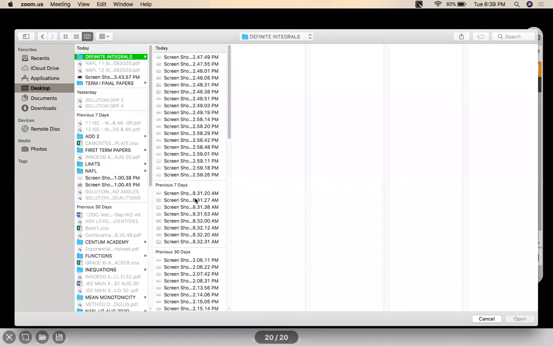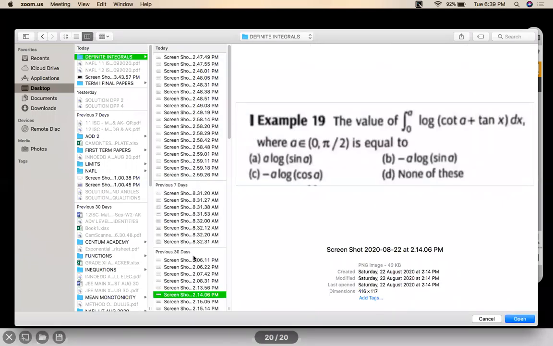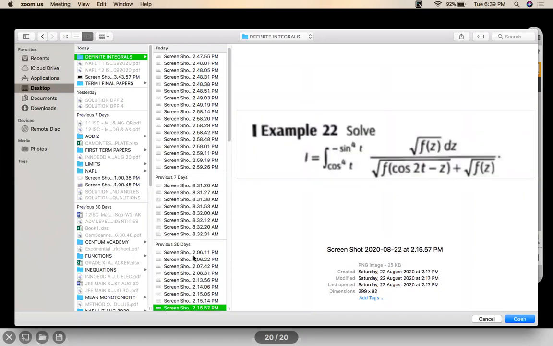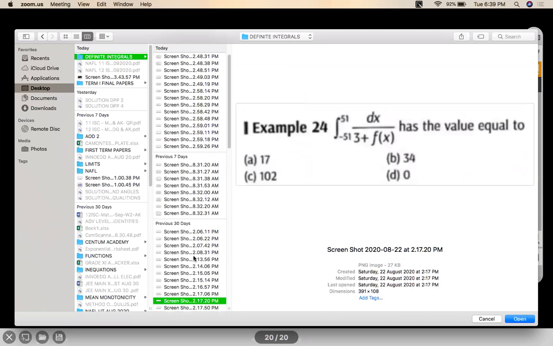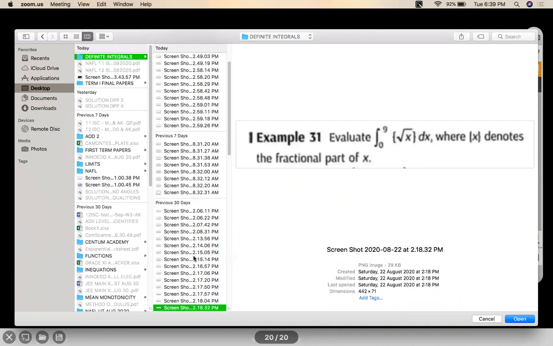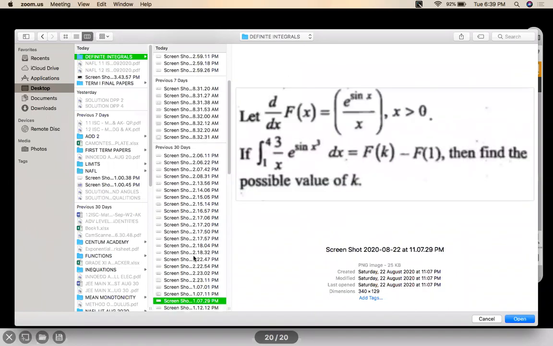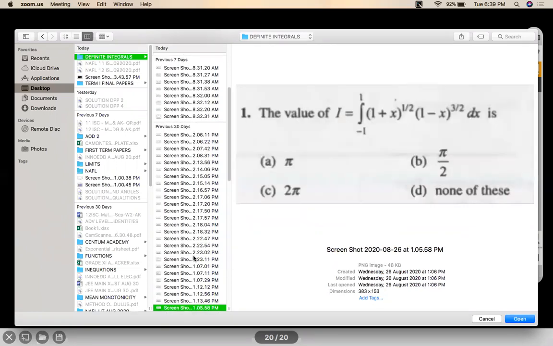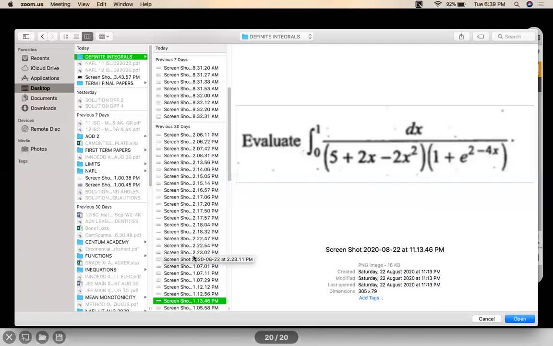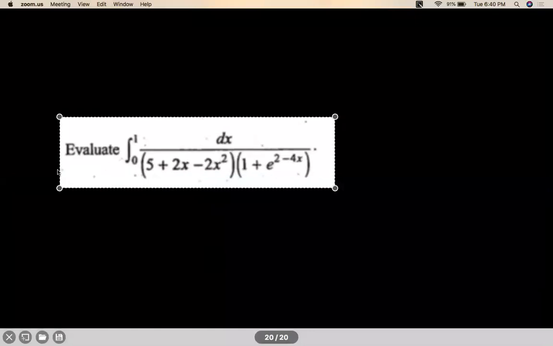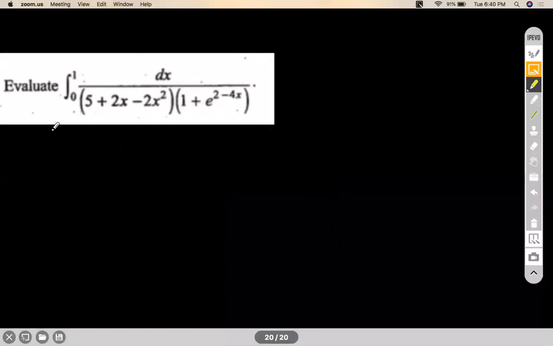Okay, let's take another question. These are all simpler ones actually. You should be able to do this. Try this one out.